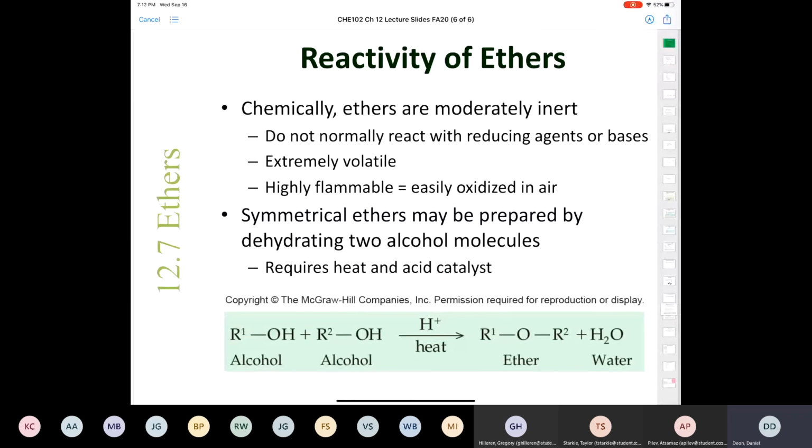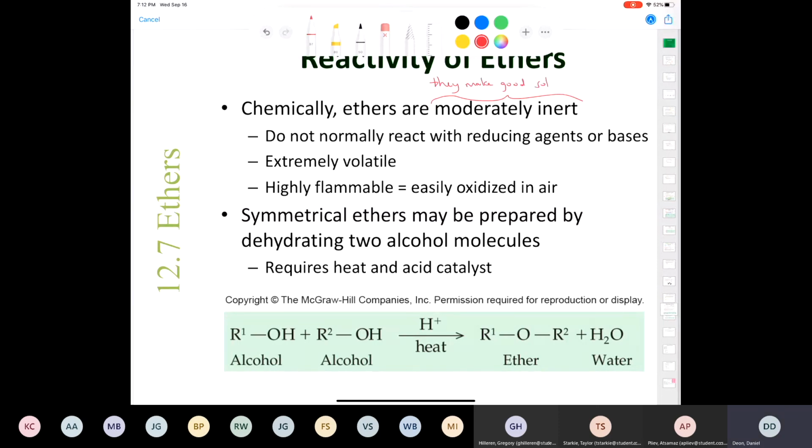It says here the reactivity of ethers. It says chemically, ethers are moderately inert. And you might be thinking, well, that's kind of boring if you can't do much with an ether. Well, what I'll tell you is that the fact that they're moderately inert means that they make good solvents. So ethers are very commonly used as solvents in organic chemistry because they don't react, generally speaking. It says they don't normally react with reducing agents or bases.